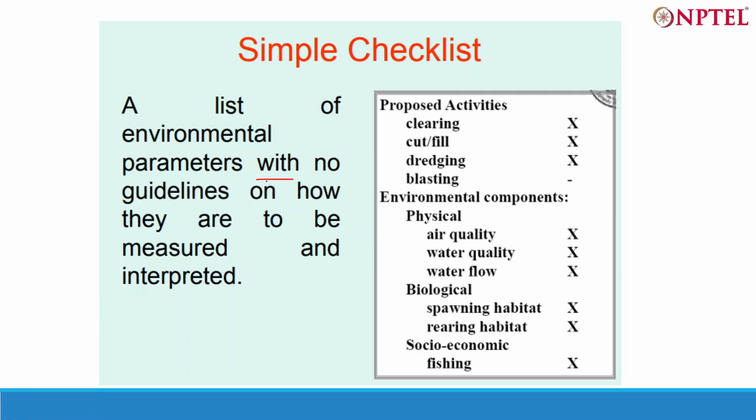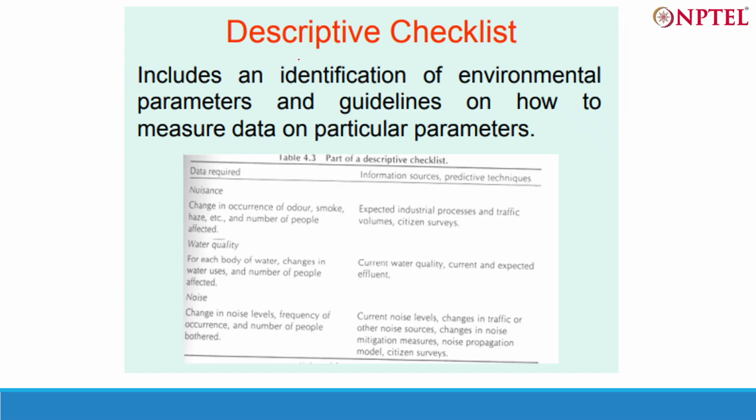A list of environmental parameters with guidelines on how they are to be measured and interpreted. Another one is the descriptive checklist, which includes an identification of environmental parameters and guidelines on how to measure data on a particular parameter. Descriptive is like providing description. How it is different from the simple checklist is that the simple checklist has just very simple things. In a descriptive checklist you also provide, for example, nuisance: what can be the change in occurrence of odor, smoke or something, with information sources such as expected industrial process and traffic volume, which can cause nuisance.